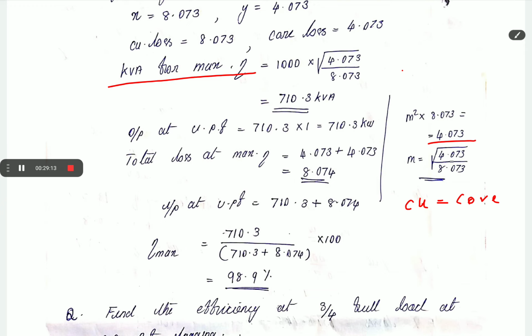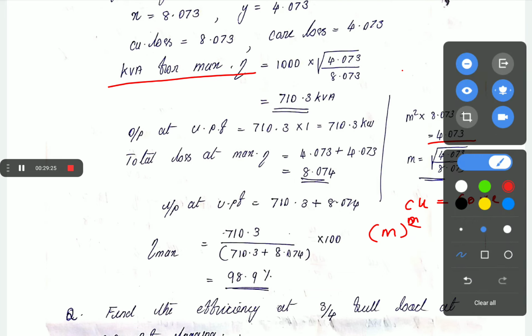So a constant, you know that copper loss is a square value. So a proportional value we are taking it as m square. Okay. I will explain again.